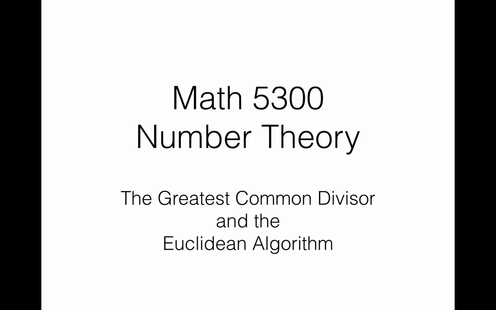In this lesson, we will discuss the greatest common divisor for two integers and the Euclidean algorithm for finding the GCD. Let's define the greatest common divisor for two integers a and b that we're going to assume are not both equal to 0.